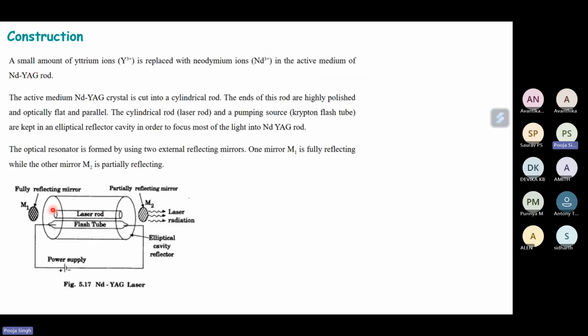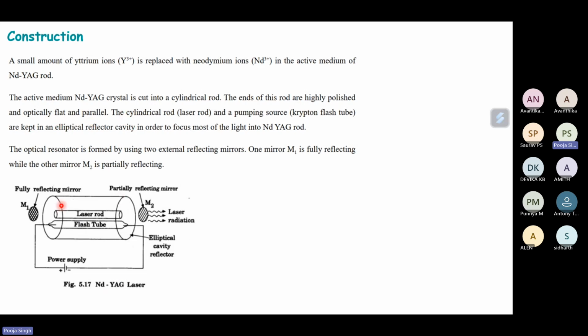Now the construction of the laser. As I told you, a small amount of yttrium is replaced with neodymium in the active medium. That's why you have the combination of neodymium as well as yttrium aluminium garnet rod. This is the active medium, present in the form of a cylindrical rod, and the ends of the rod are highly polished and optically flat.